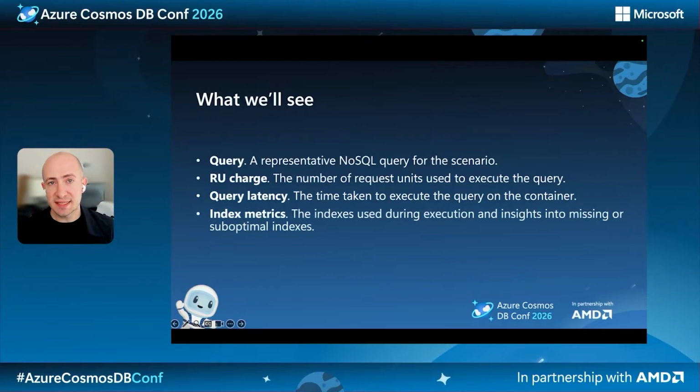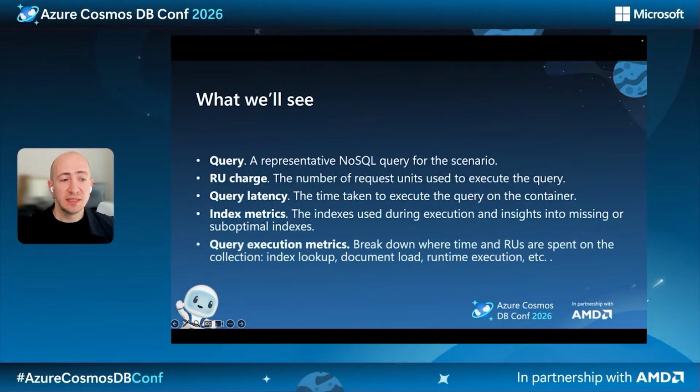And then we'll see the indexing metrics. So this will show us which indexes were utilized by the query and what potential indexes could have added benefit to the query if they existed in the indexing policy. So maybe better performance or better cost or both. We'll also see query execution metrics, which show us exactly component-wise where the query took the most time and spent the most amount of work in the entire process.